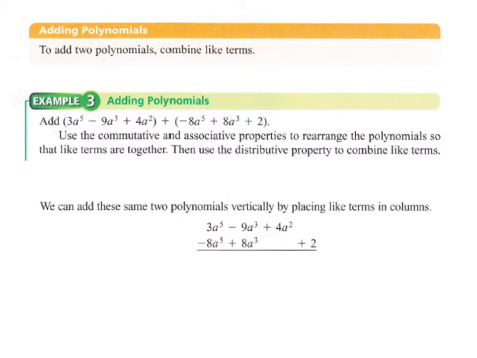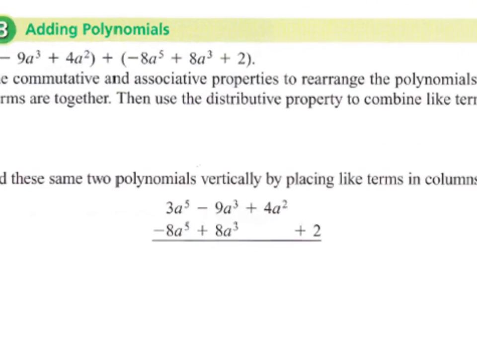Adding two polynomials together, again, is not that different from what we've been doing, just the distinction of here is a polynomial, we're going to add another polynomial to that. Now we could just rearrange those values horizontally, group the like terms together and then combine them. Or we could do a vertical method where we set that up so that we can just line up the like terms vertically.